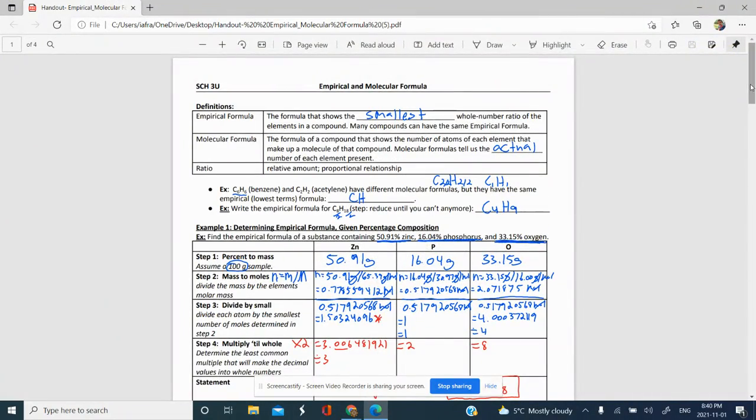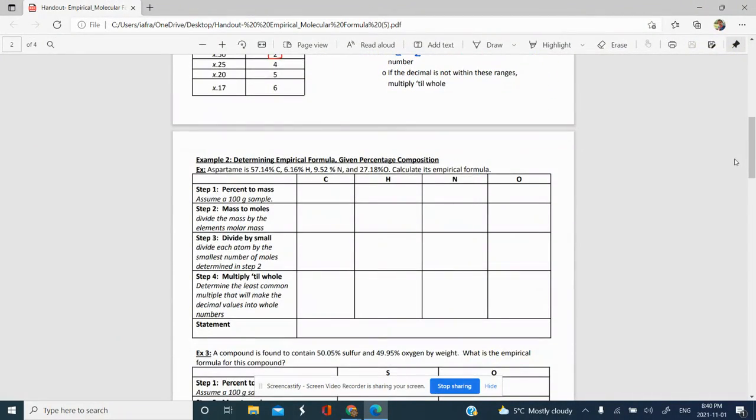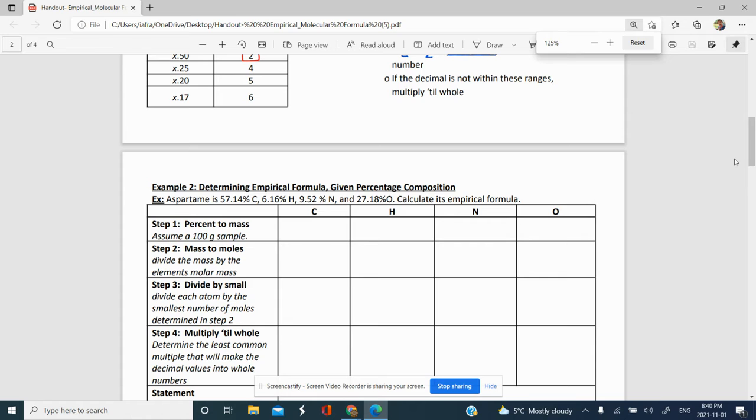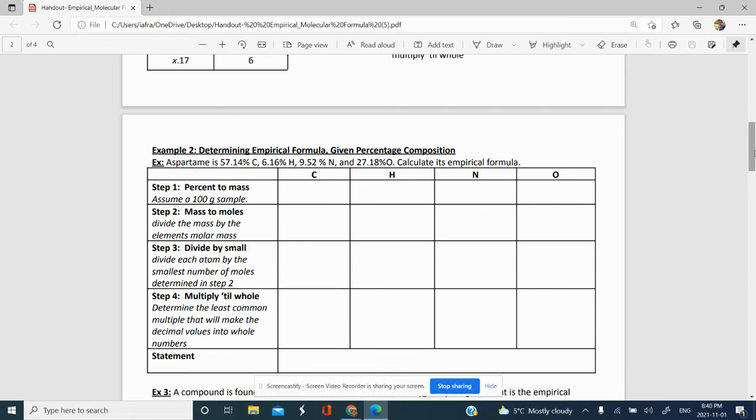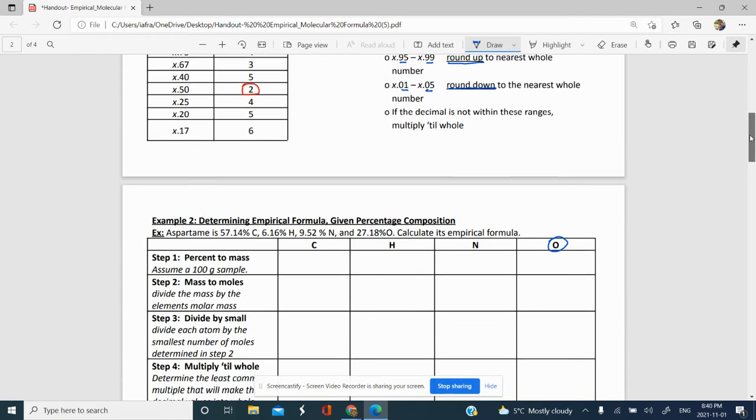In this video, we're going to do a few more examples of empirical formulas, and then we're going to jump into some molecular formula. So this example is very similar to the previous example we did for empirical formulas, except you'll notice that there's an extra element. I'm going to go through this one a little bit faster since we're used to the steps at this point.